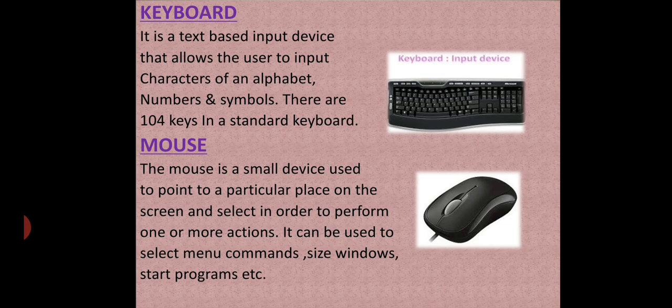Next input device is mouse. It is also known as a pointing device. The mouse is a small device used to point to a particular place on the screen and select in order to perform one or more actions. It can be used to select menu commands, size windows, start programs, etc. These input devices are mostly used by the user.